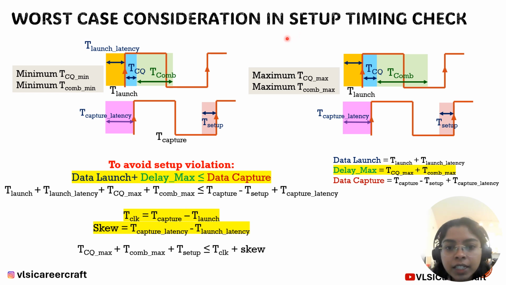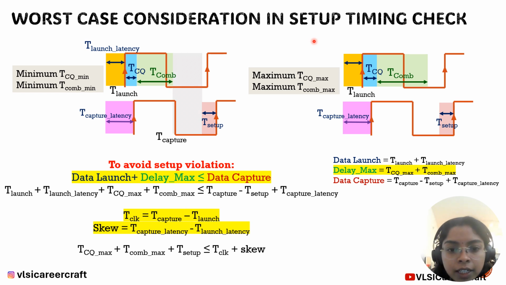So now we have the setup timing check equation derived. Let's see how we can refine it further to consider the worst case in the design. We have two cases: where T clock to Q and T combinational delays are minimum, and where T clock to Q and T combinational delays are maximum. Let's calculate the setup time frame in both cases, and whichever case has a lesser time frame can be the worst case.